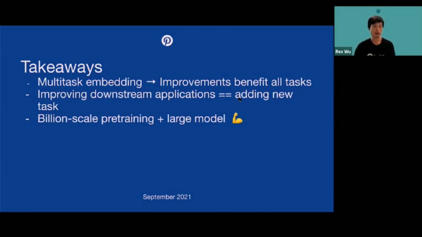Thirdly, we know that billion-scale pre-training plus a large model has state-of-the-art performance on many academic datasets. Here we show that it also delivers pretty good wins in an industry setting, in a real-world application such as visual search.